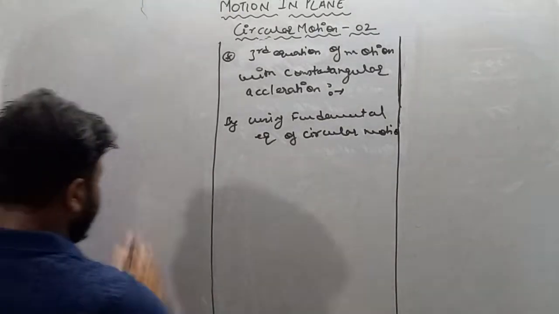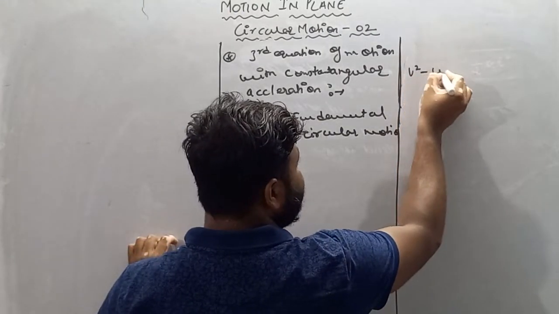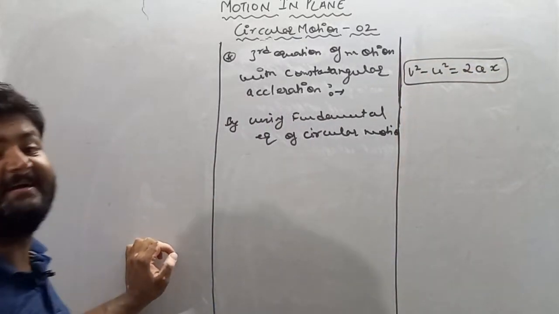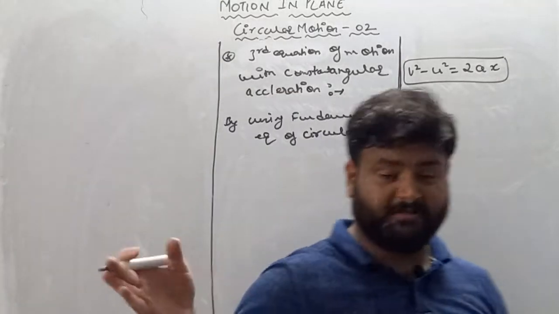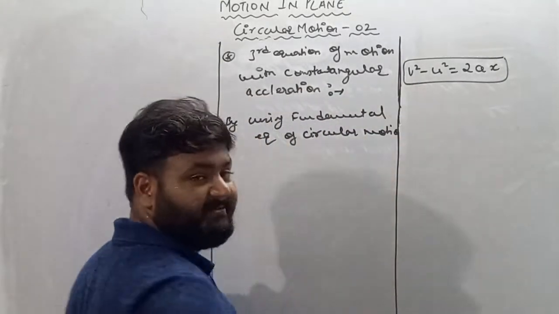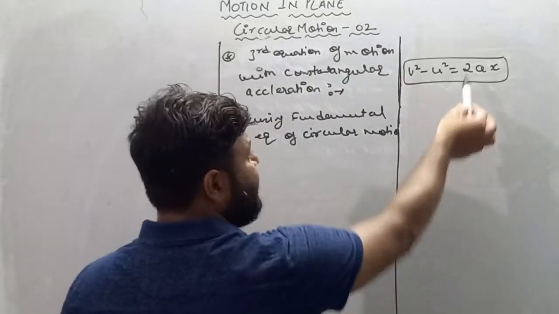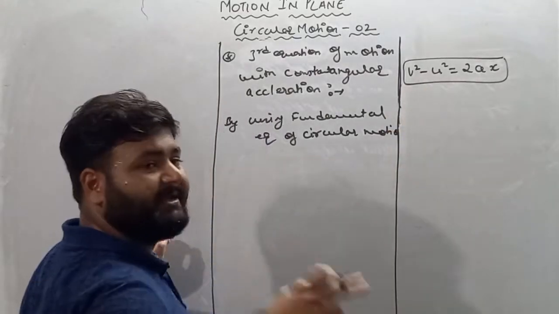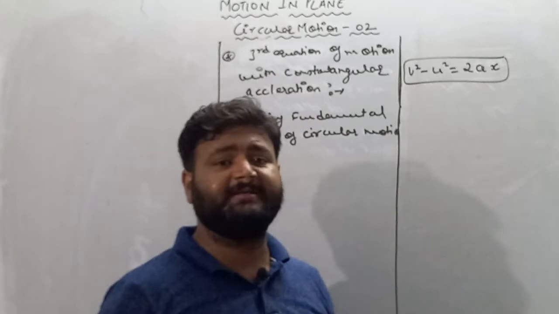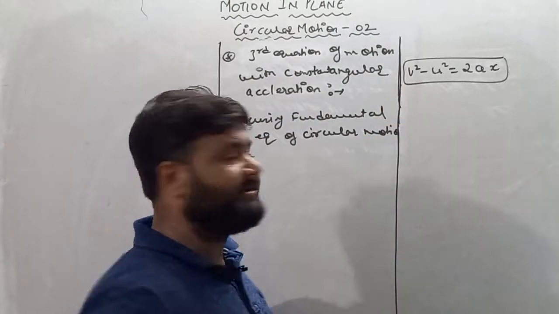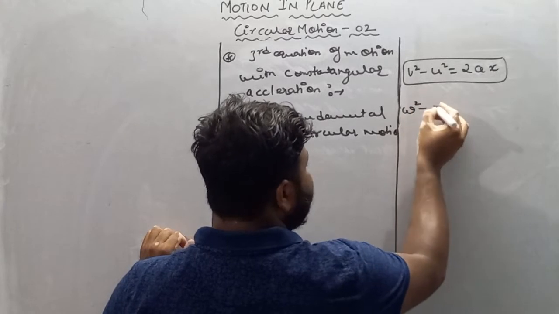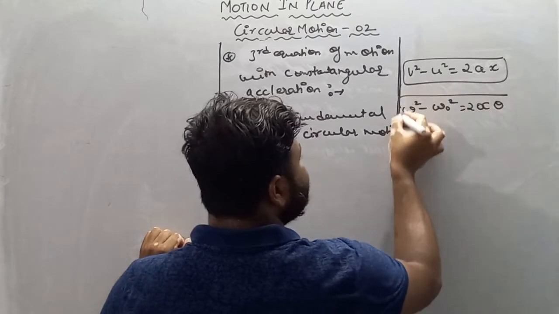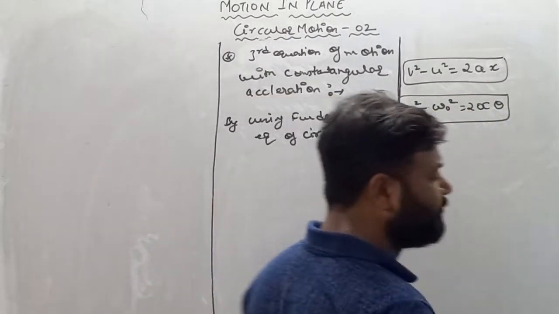So I am using the formula. As we know, the third equation of motion is v square minus u square is equal to 2ax. If you remember this formula, it is the third equation of motion for motion in a straight line. V is final velocity, u is initial velocity, a is acceleration, and x is displacement. My dear students, we are talking about circular motion. In circular motion, we use angular velocity. So final angular velocity square minus initial angular velocity square is equal to 2 alpha theta. This is our third equation of motion which we have to prove.